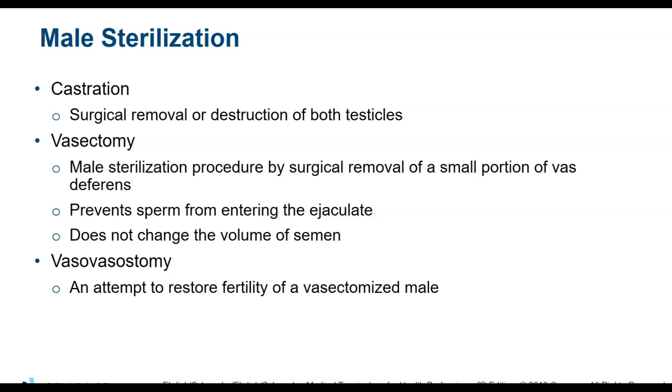Vasectomy is male sterilization. What they do is they go in, they cut out a small portion of the vas deferens, which prevents the sperm from being able to enter into the ejaculate. So you still have ejaculate from the prostate and the seminal vesicles, all those different things. It just doesn't have sperm in there, okay?